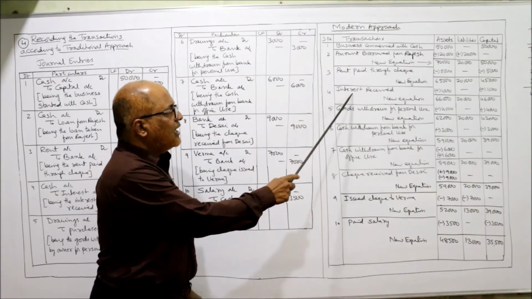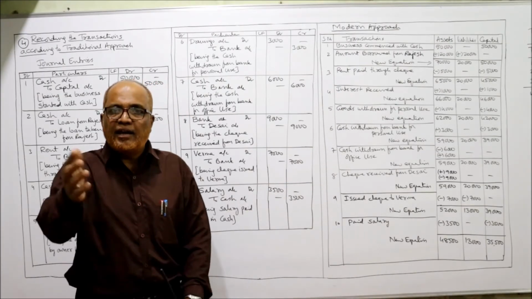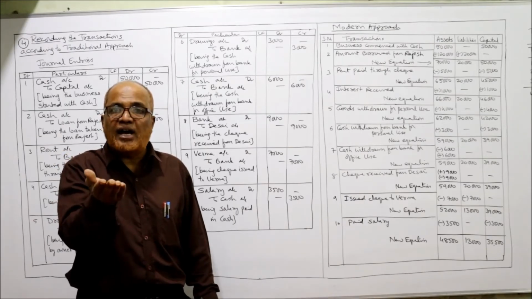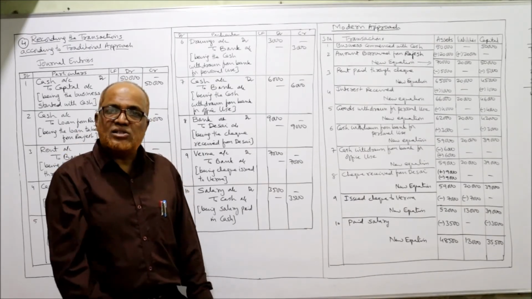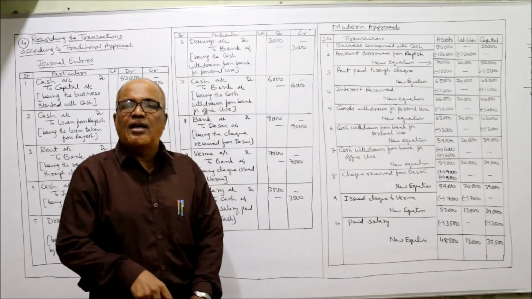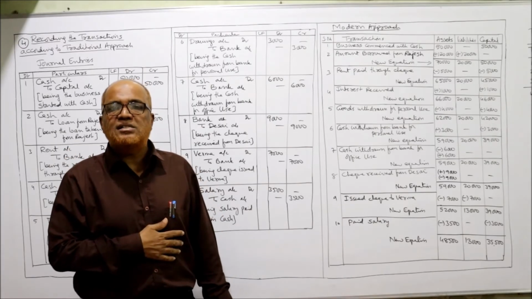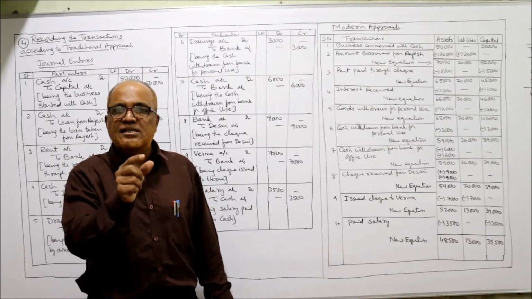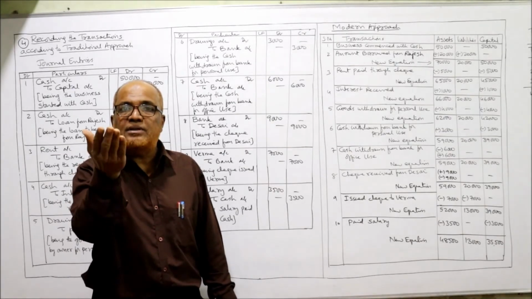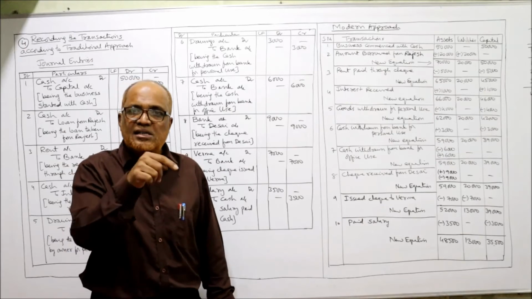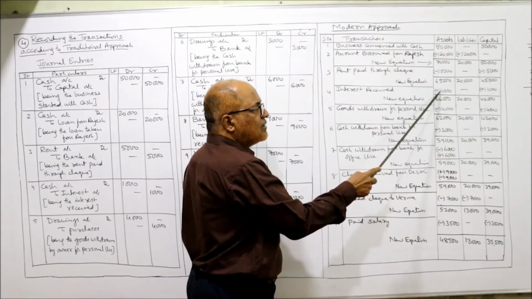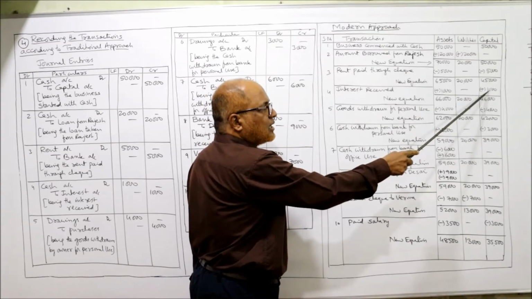Now the fourth transaction, interest received. Interest received in cash. So when cash is received, our assets will increase. So there is a plus 1,000 in assets. Now this interest received is an income. By increase in income, our capital will increase. So our assets will increase by 1,000, and capital will also increase by 1,000.